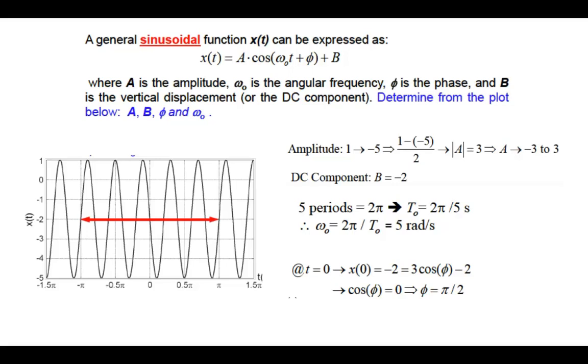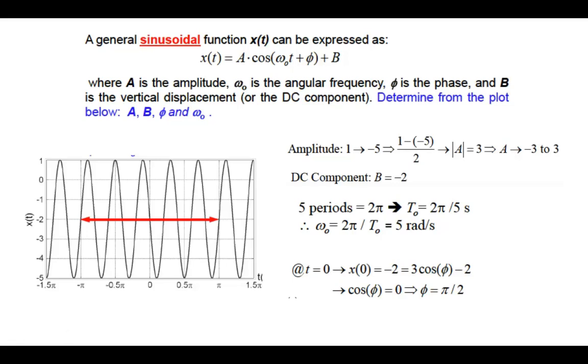So the period would be 2 pi divided by 5, and that's going to be in seconds. And then remember, omega naught, the frequency, is 2 pi over the period. So if we divide 2 pi by the period, we get 5 radians per second. So we can plug in omega naught. It's going to be 5 radians per second. Then finally, we need to know the phase shift.